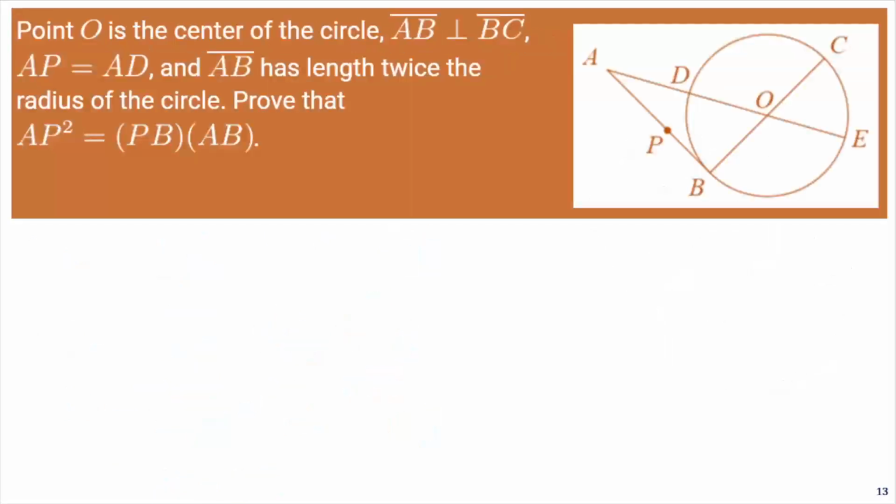Point O is the center of the circle. AB is perpendicular to BC. AP equals AD, and segment AB has length twice the radius of the circle. Can you prove that AP squared equals PB times AB?